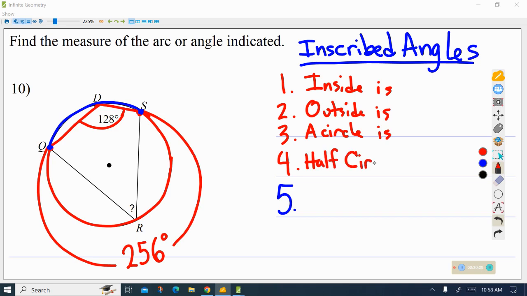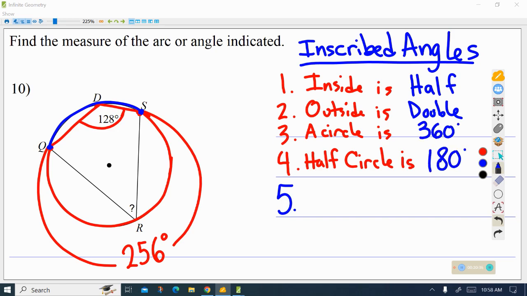I could almost guarantee that if you don't know anything about inscribed angles, it's probably going to be below a C on this test. All right? So what you need to know, we say inside is half and outside is double. Okay, that is enough to help us remember what we need to solve these problems numerically. But we also need to know a whole circle is 360 and half a circle is 180. And those are things that we've been working with for a while.